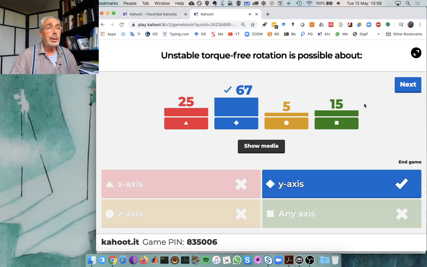Indeed, it is the intermediate axis about which the rotation is unstable. Why? Well, the answer will be at the end of the lecture, where I will do an example, and I will show that it's the intermediate axis.